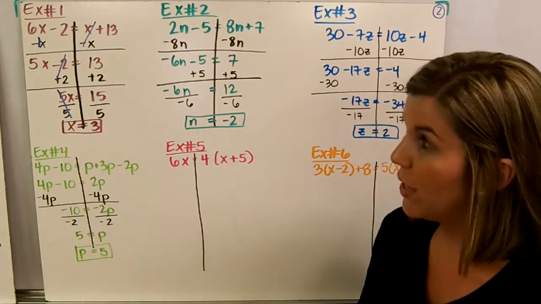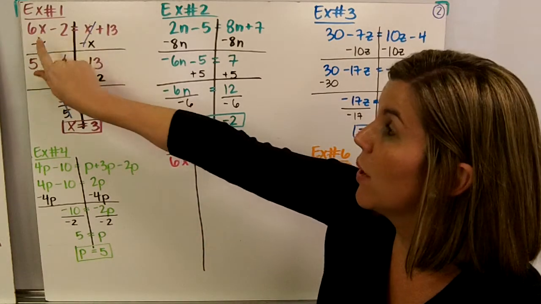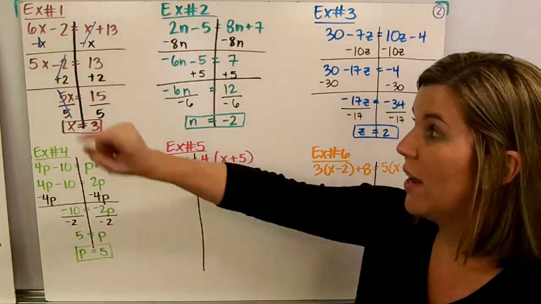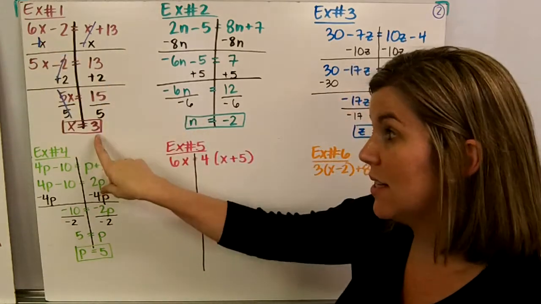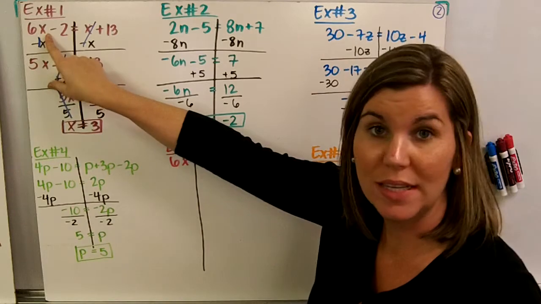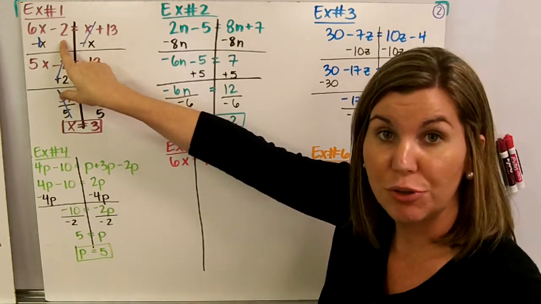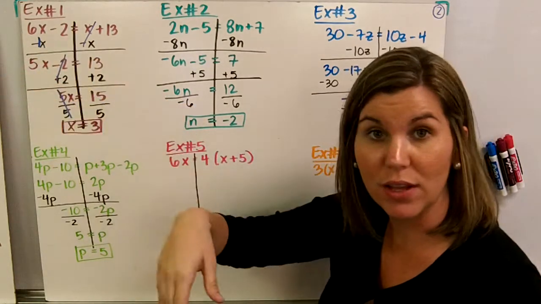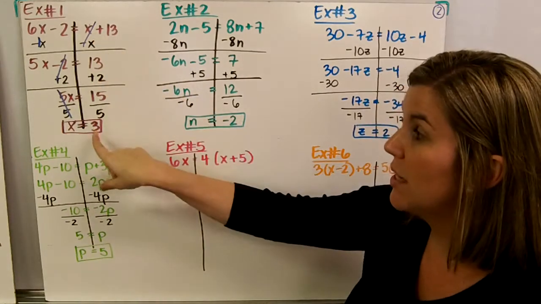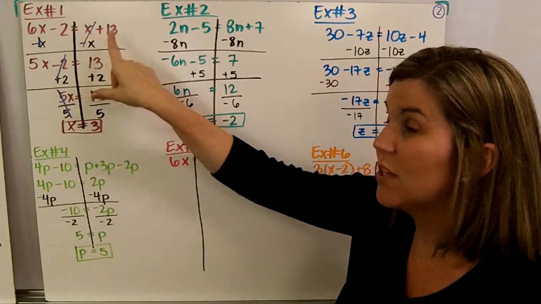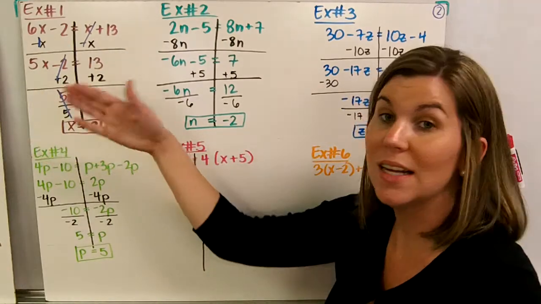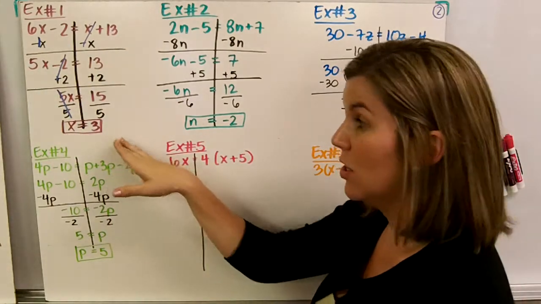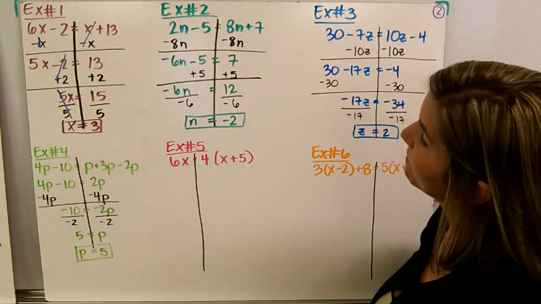And you can plug in 3 to both sides where x was at the beginning to check. So I'm just going to do this verbally. Pretend like x is 3. 6 times 3 is 18. 18 minus 2 is 16. So I got 16 for the left side. Again, pretend like x is 3. 3 plus 13 is 16. So I got 16 for the right side. 16 is always equal to 16. So my answer is 3.